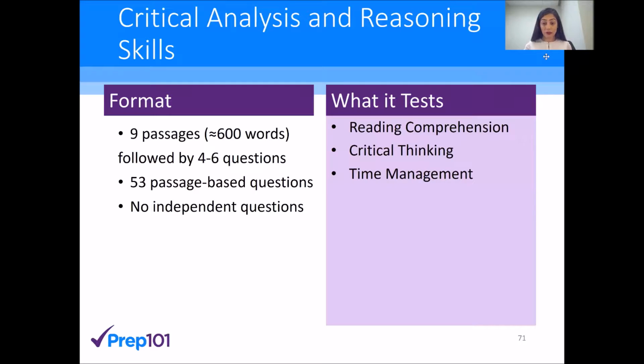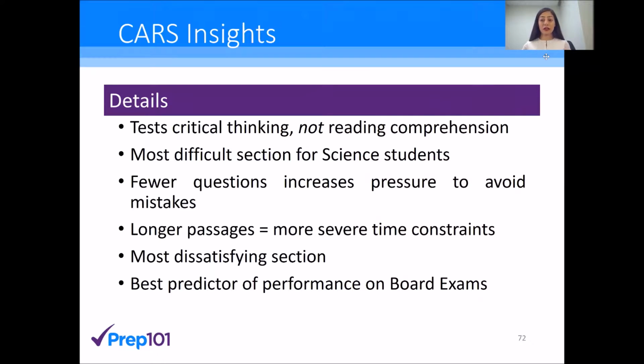Okay, so I'm starting to delve into talking about some of the insights a little more. So let's get further into it. All right, so here are the CARS insights that we have to offer you as a company who's collected some data. First and foremost, and I've mentioned this already, but I'll say it one more time because it's so important. CARS tests critical thinking. It does not really test your reading comprehension.